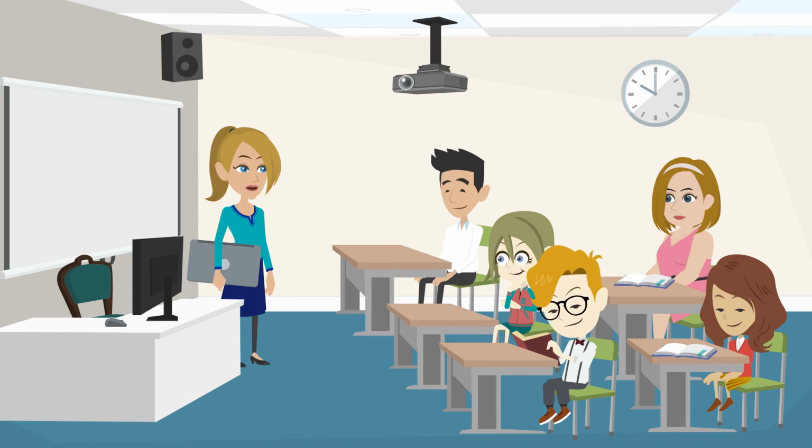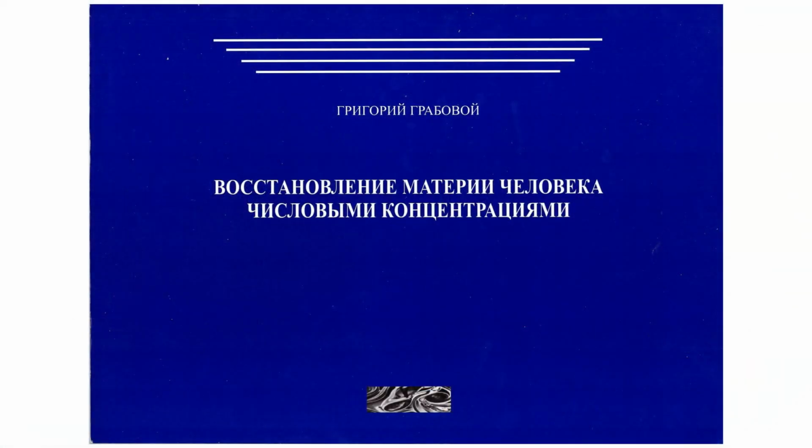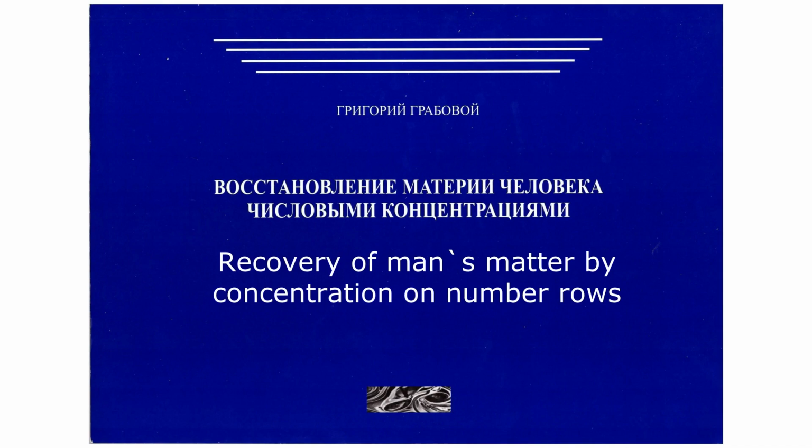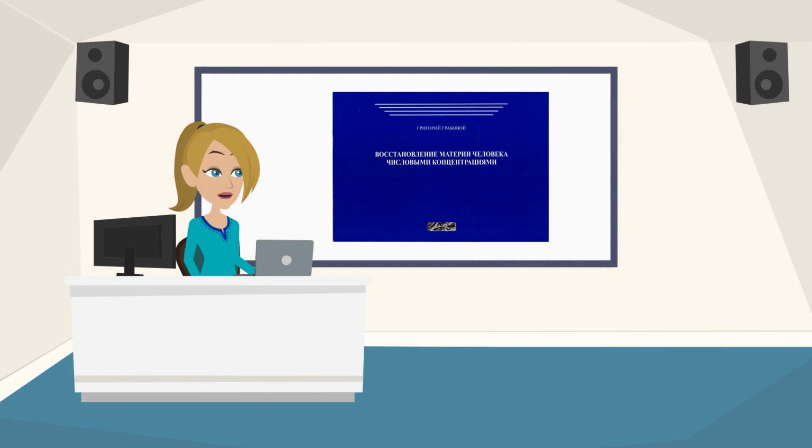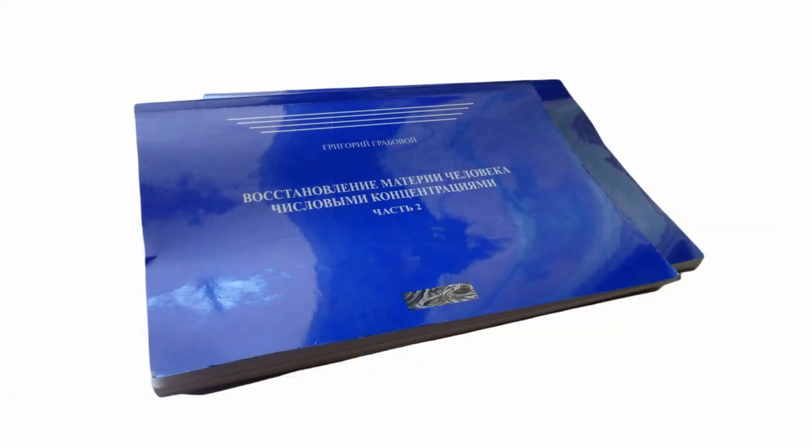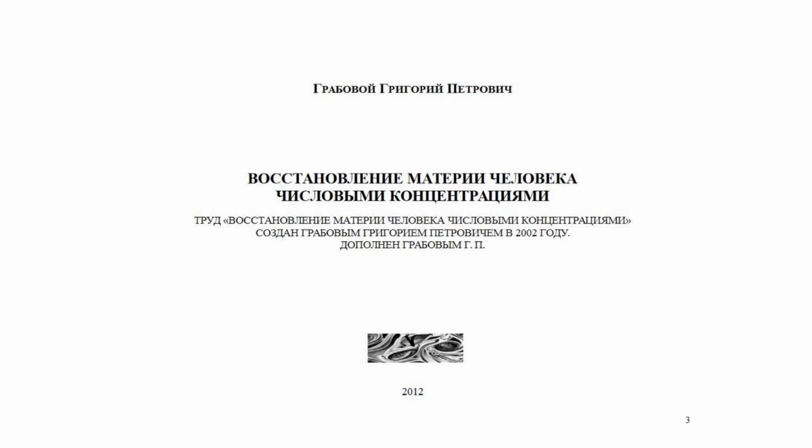Today I am going to tell you about the book Recovery of Man's Matter by Concentration on Number Rows. It consists of two parts, which contain anatomical images of organs and systems of the human body, and number rows that correspond to the norm of a particular organ or system.